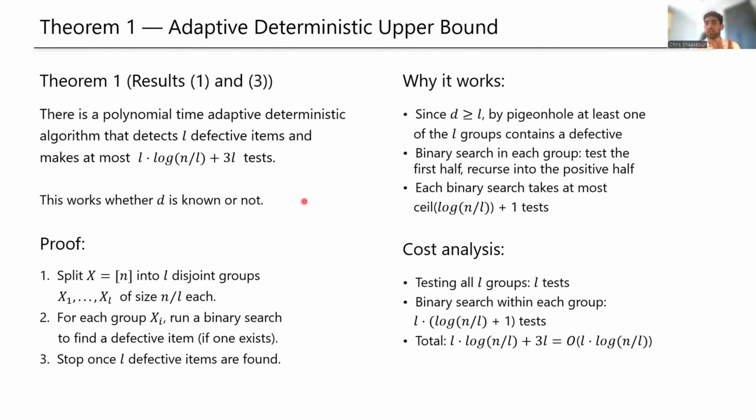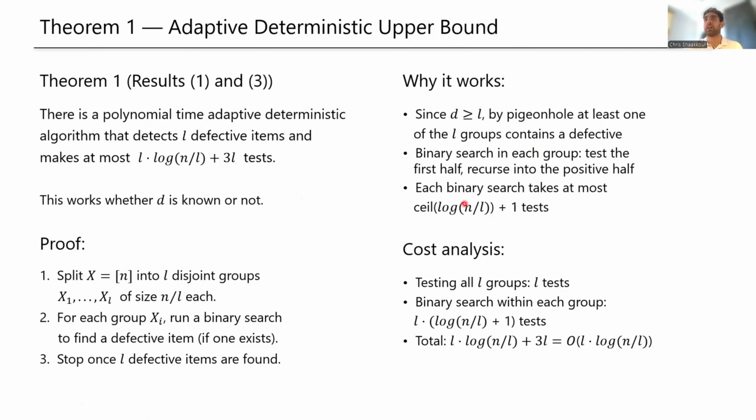So we take X, divide it into L groups, and for each group we run a binary search algorithm. Let's take a look at why it works, why the upper bound is L log N divided by L. Since D is greater than L, by the pigeonhole principle, at least one of the L groups contains a defective item, okay? And when we run a binary search on each group, the time complexity of a binary search is log of the size of the group, and we have divided X into groups of N divided by L size.